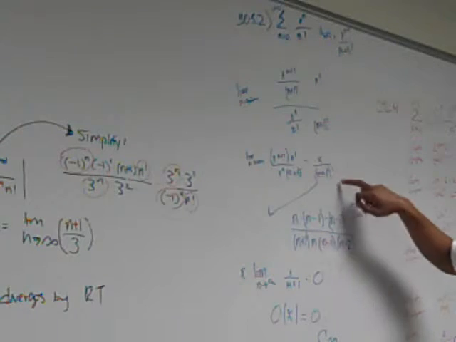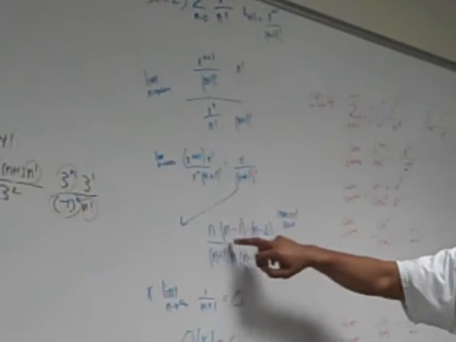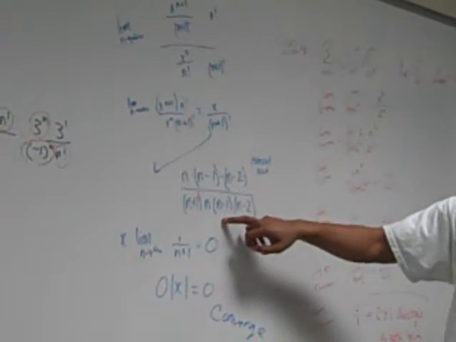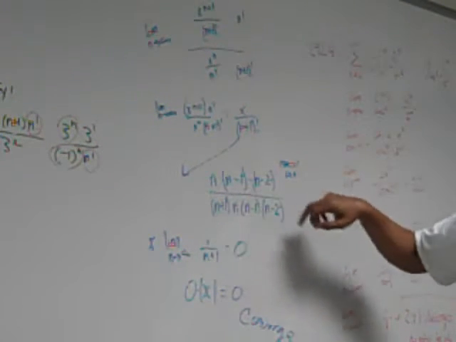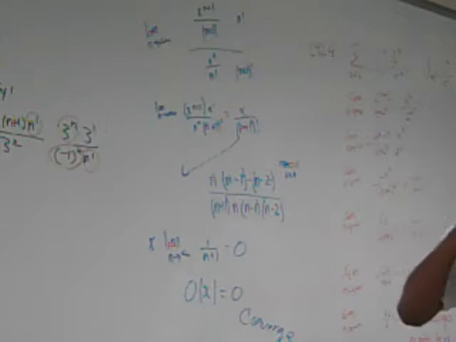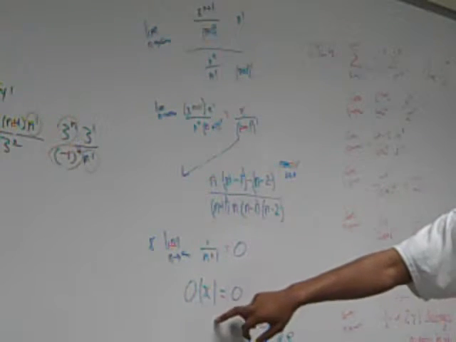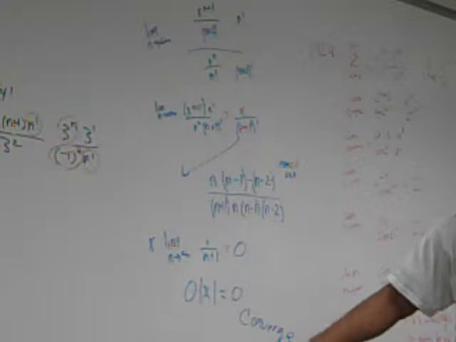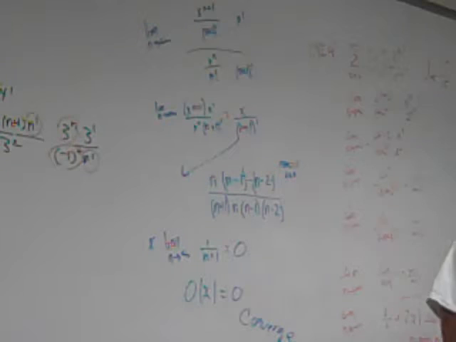So I broke this down right here. n times n minus 1 times n minus 2 over n plus 1, n times n minus 1, n minus 2. This will cancel out, so I'll just be left over with 1 over n plus 1, which would equal 0. So I go back to my ratio test rule, and 0 times the absolute value of x is 0, so it converges. Any questions on that?